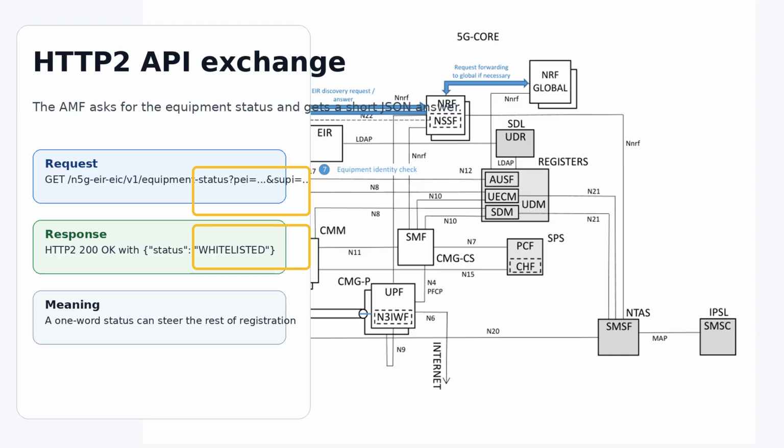In the example on the page, the status is whitelisted. That means the equipment is considered acceptable. If the status were blacklisted, the downstream registration logic could respond differently, such as denying access or triggering an investigation path. So the response is tiny, but the consequence is large. A one-word status can influence whether a device is allowed to continue attaching to the network. That is why this check belongs in the control plane rather than in the data plane. It is policy, not payload.